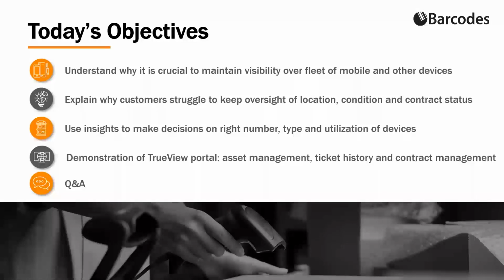Companies of all sizes struggle to maintain visibility over their mobile and other devices. Decisions on the right number, type, and utilization of necessary devices are often difficult to make. So we will dive into that today and review why it's crucial but hard to maintain the visibility over not just mobile, but all devices in your fleet. Because if you do this right, you'll end up investing in the right number and type of devices. We will address your questions throughout the presentation, so enter these in the Q&A section.